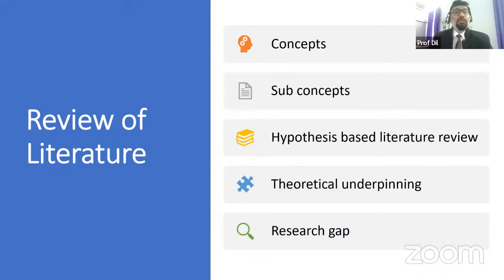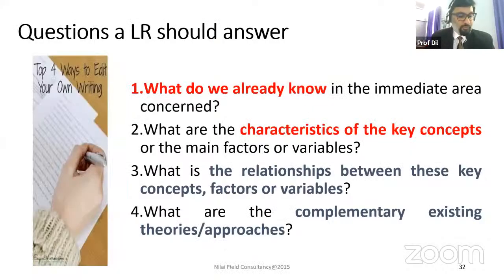And finally, the gaps. So what are the things to be looked into in the literature review? What I am, as a reviewer, looking upon: what do we already know? What are the characteristics of the key concepts you have exactly incorporated? What's the relationship between these key concepts, factors, variables? And what are the complementary and existing theories you have incorporated into that particular 2 to 3 pages of your paper?